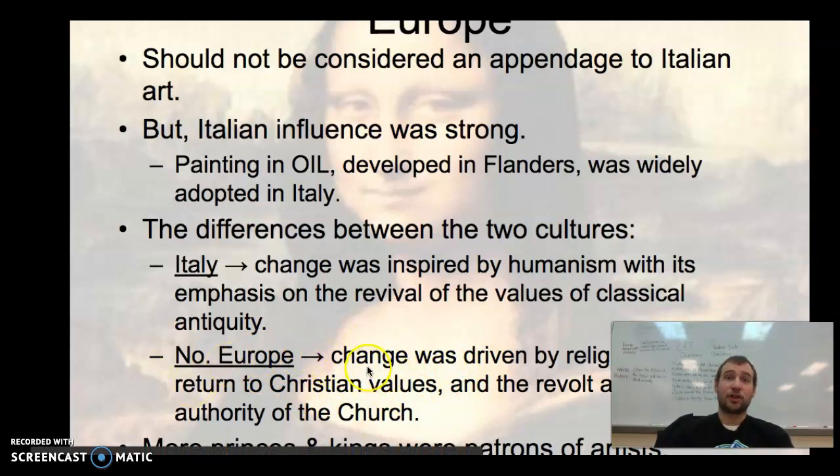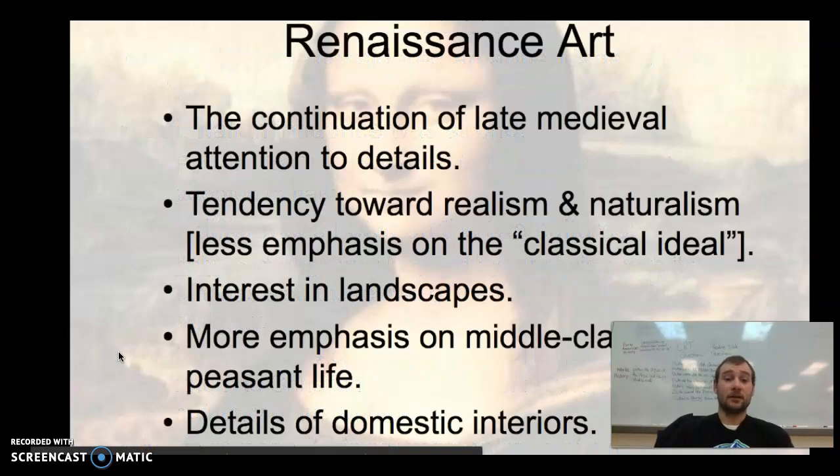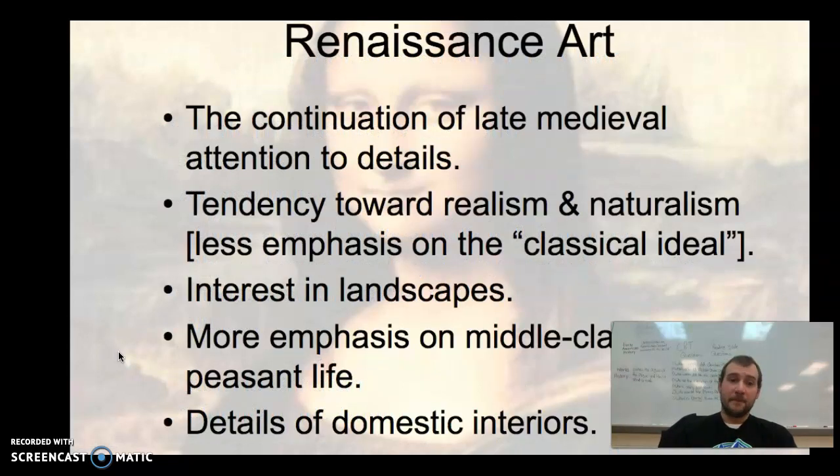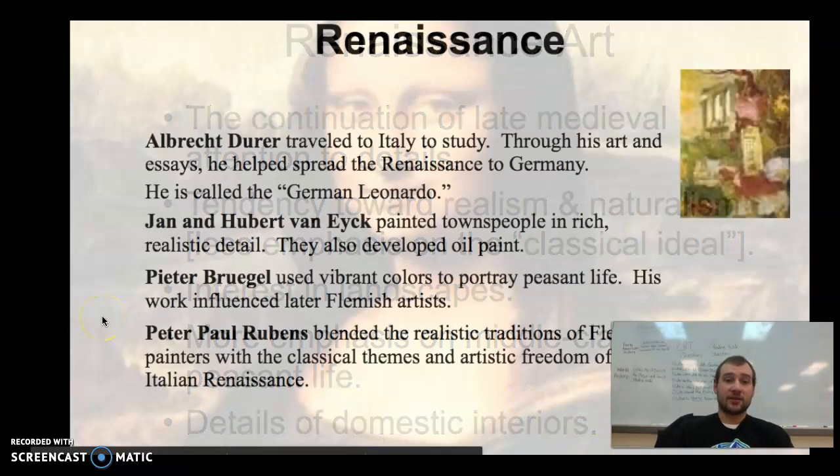But we just want to know that the church is extremely corrupt right now, and the average person is starting to realize that. So we're going to have a little mini revolt against the way the church is going right now. All right. The continuation of the late medieval attention to detail, a tendency toward realism and naturalism, and again, less emphasis on the classical ideal. Interest in landscapes, more emphasis on the middle class and peasant life. What's the average person doing? And again, we still have great skill in portraits. Let's skip ahead here.